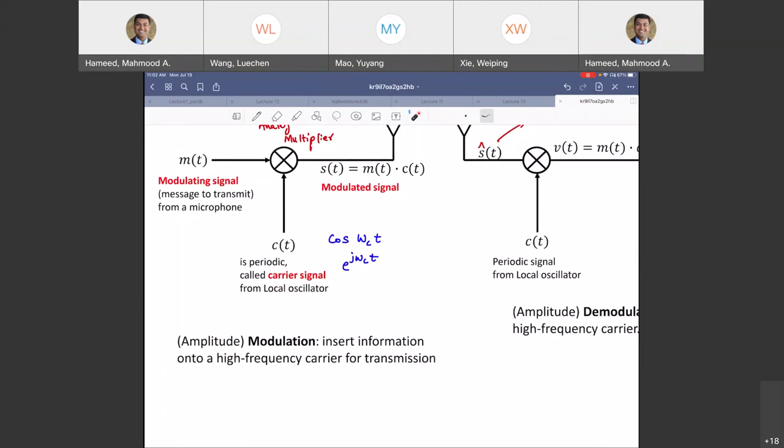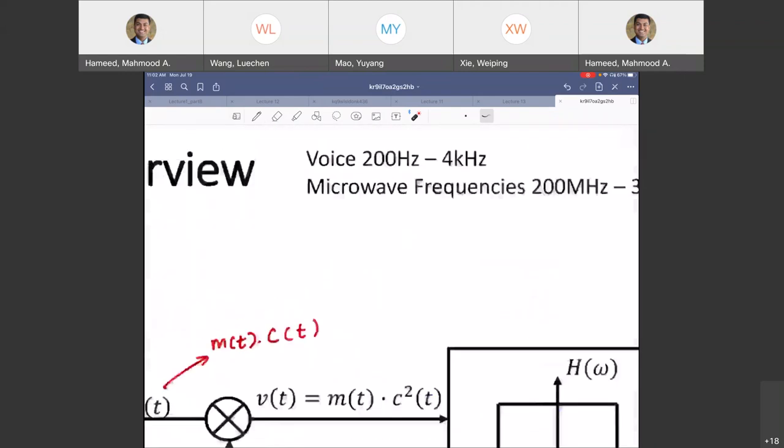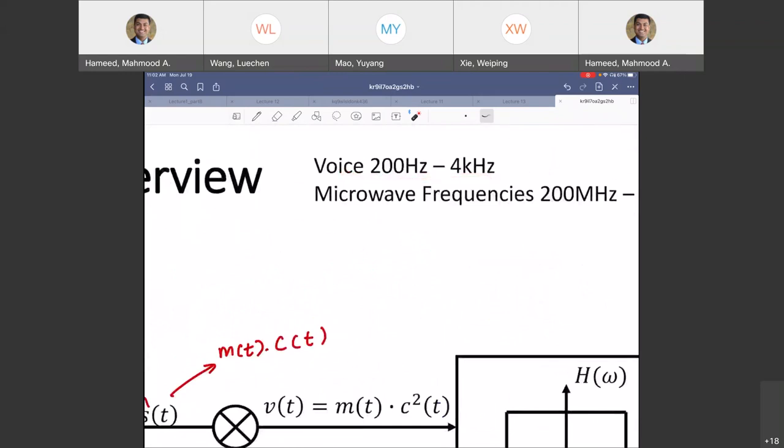Go ahead. Why is the carrier signal what? Oh, so it is the signal that is going to carry our information from one place to the other, right? So our baseband voice, if I just stand here and scream, I'm not going to be able to reach your cell phone, right? There's a particular process that needs to happen in order for you to get the information to your cell phone.